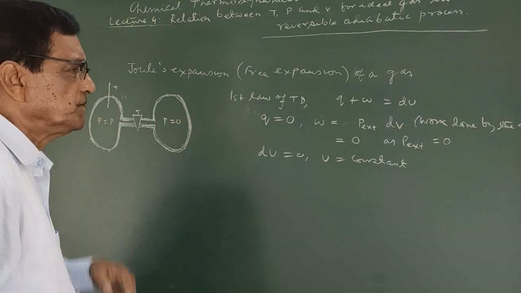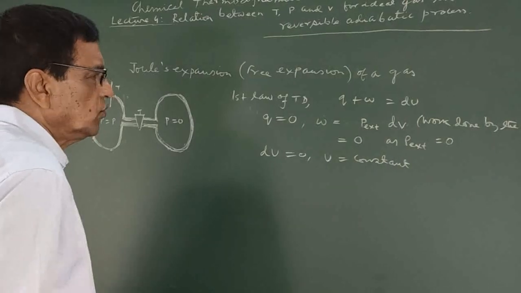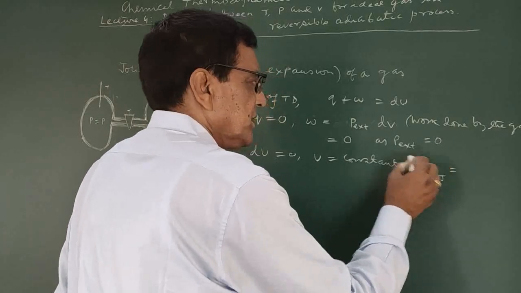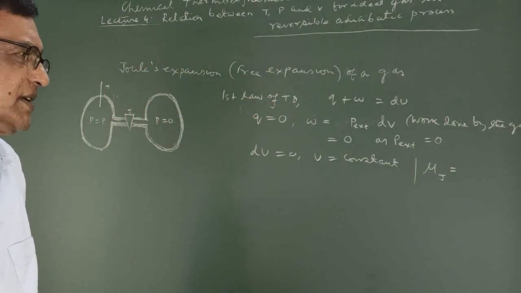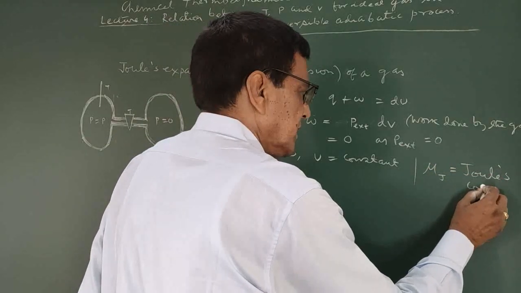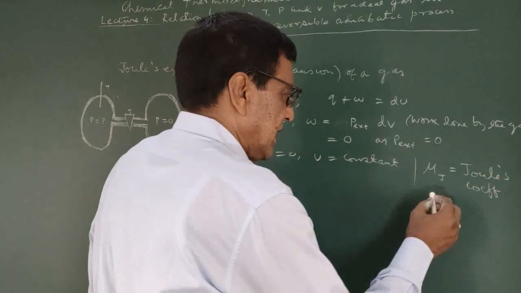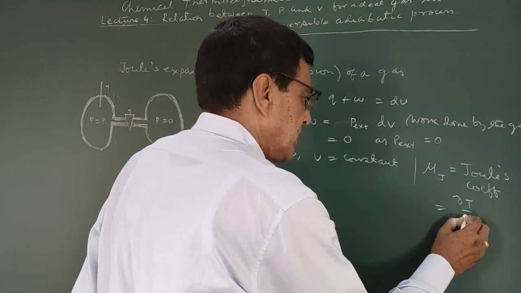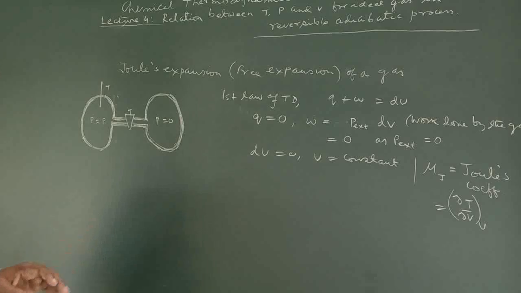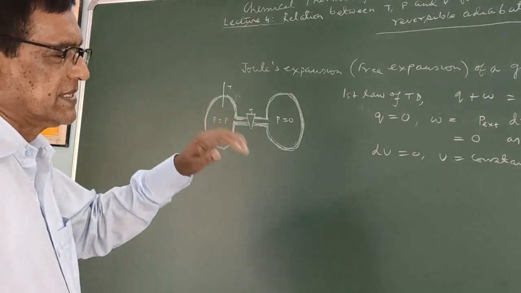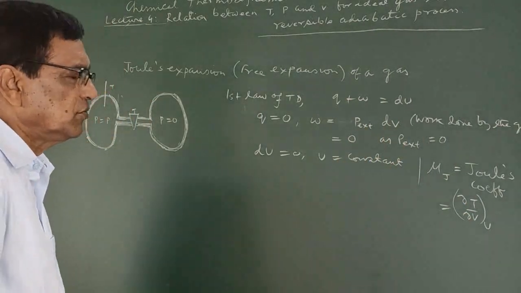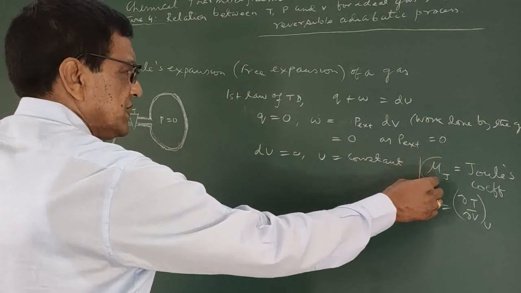We would like to find an expression for this mu j. Mu j means Joule's coefficient. It is called Joule's coefficient of this gas, and this is defined as del T by del V at constant U. Whenever U remains constant, it gives the temperature change of this gas for an expansion of volume dV. So we would like to find an expression for this mu j.